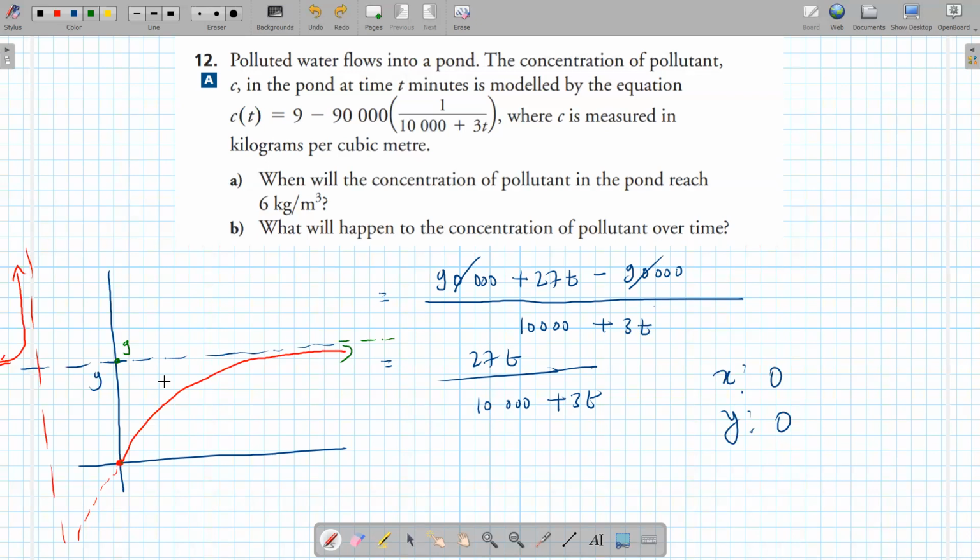But it'll never actually hit it. So you can just say it approaches 9 kilograms per meter cubed. If you really want to be fancy, you can say it's increasing at a decreasing rate, because if you draw the tangents, they're all positive, but the tangent up here is more horizontal than over here. So the rate at which it's increasing is getting smaller and smaller, okay? And that's the answer to this question.